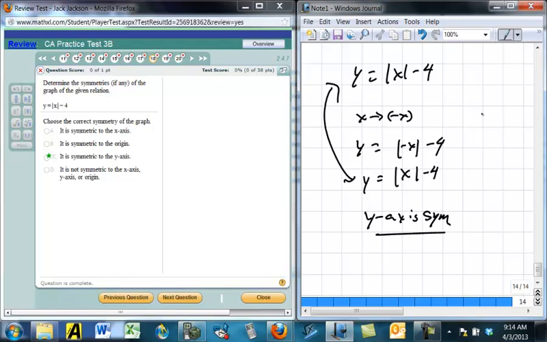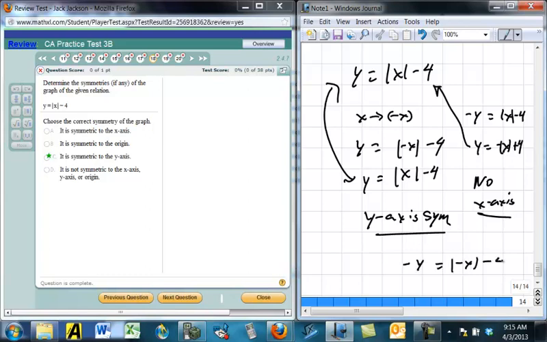Yes, on that one. If we replace y by minus y, like this, that's not the same. So no matter which way you write it, it's not the same. So this is no on x-axis symmetry. And if you do both, change y to minus y and x to minus x, that will reflect about the origin, and that's not the same as the original. So no on origin symmetry. So the correct answer is symmetric with respect to the y-axis.